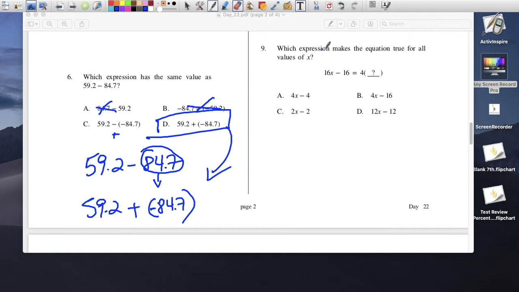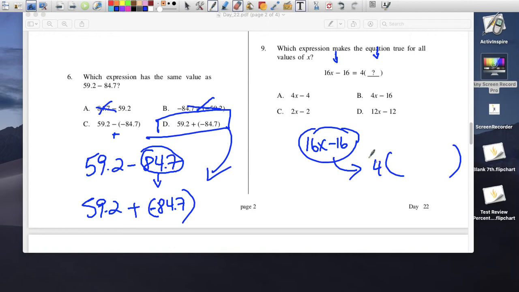Which expressions make the equation true for all values of x? So if the equation is going to be true, then this side has to be the same as this side. So what can I put on the right side that's equal to the left side? So think about 16x minus 16, and they're asking, how can we turn this guy over here into something that looks like this? So this is the distributive property, think about it.